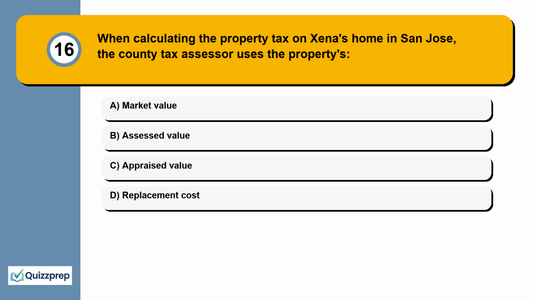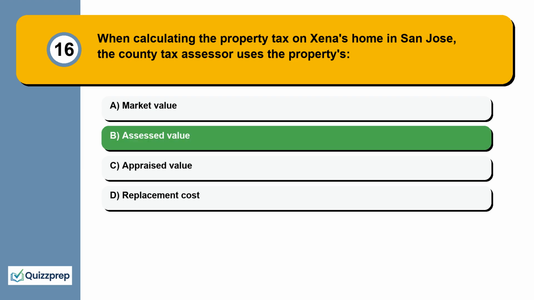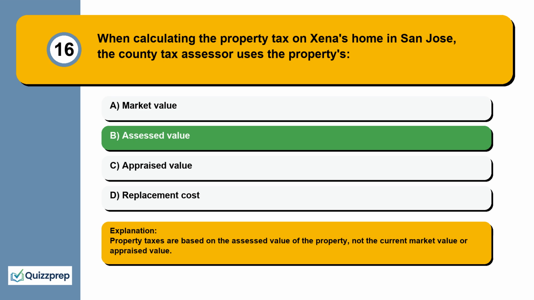Question 16. When calculating the property tax on Zena's home in San Jose, the county tax assessor uses the property's market value, assessed value, appraised value, replacement cost. Property taxes are based on the assessed value of the property, not the current market value or appraised value.